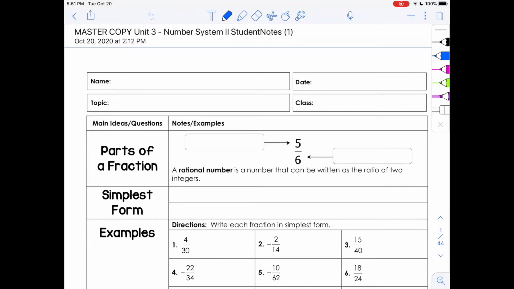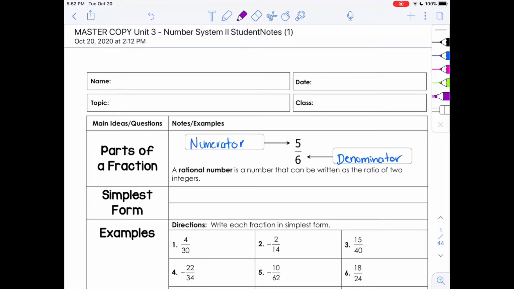In this lesson, we're going to be reviewing what we know about fractions and a few things. First, we know the parts of a fraction. We know that a fraction has a numerator and a denominator. Your numerator being the top number of the fraction, in this example 5, and the denominator being the bottom number in the fraction, in this example 6.